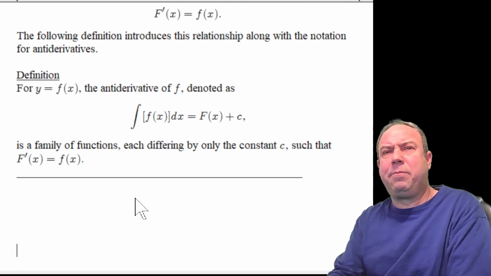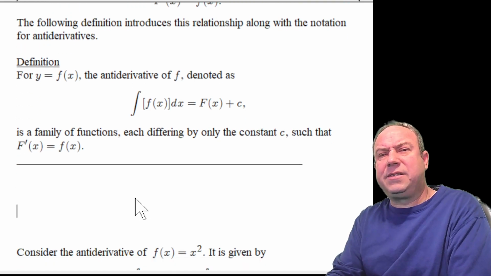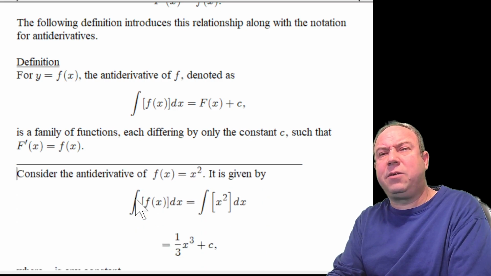Let me give you an example here. We might consider the antiderivative of f of x equal to x squared.